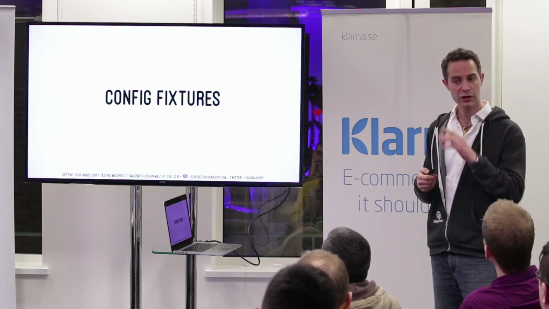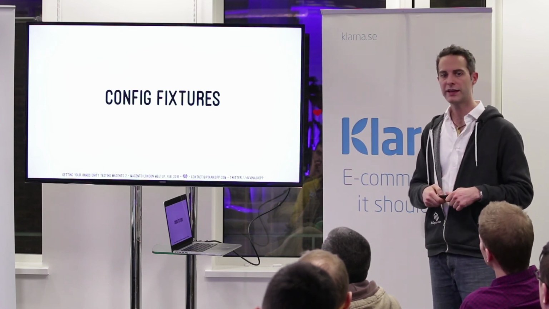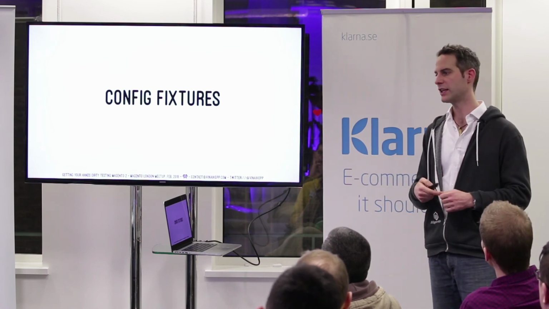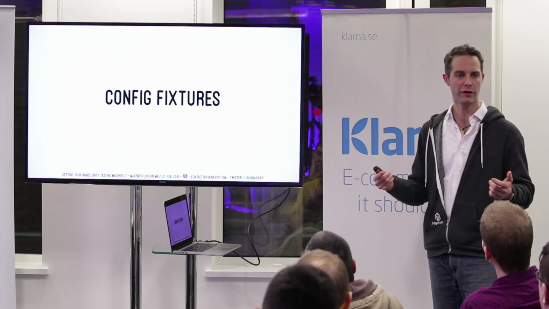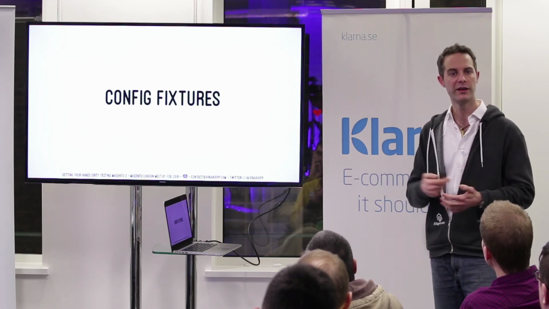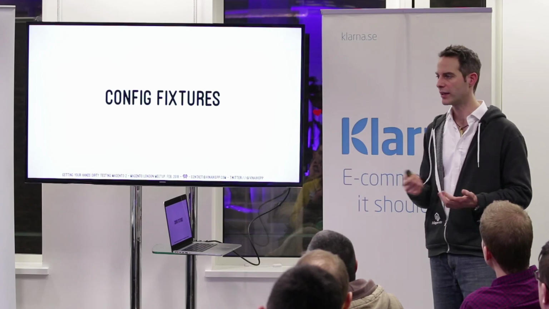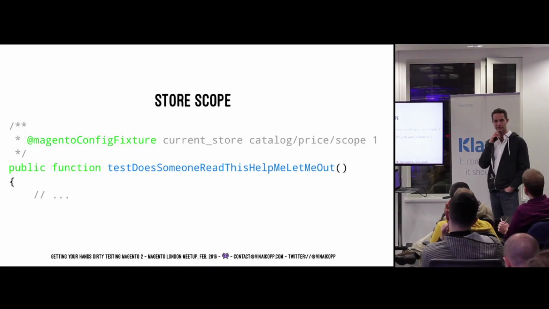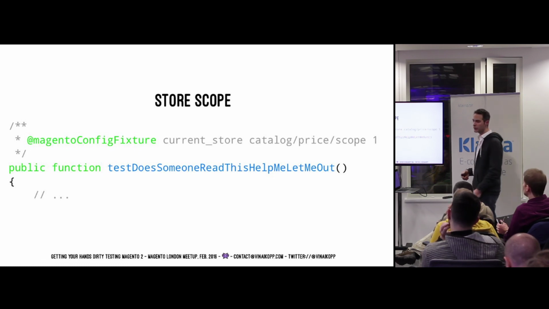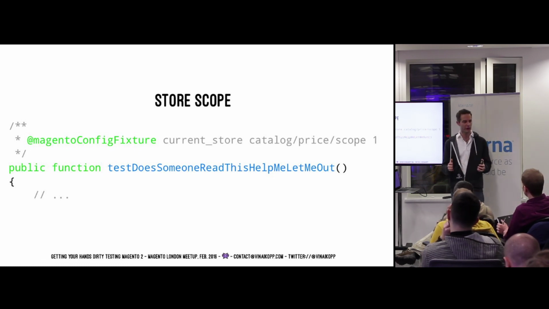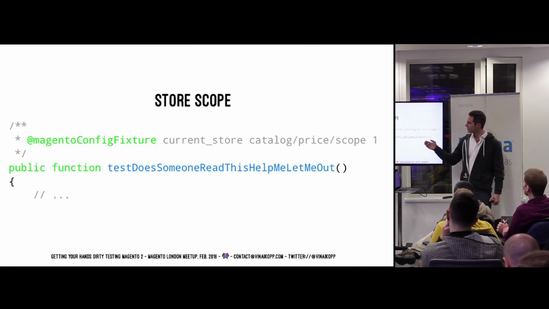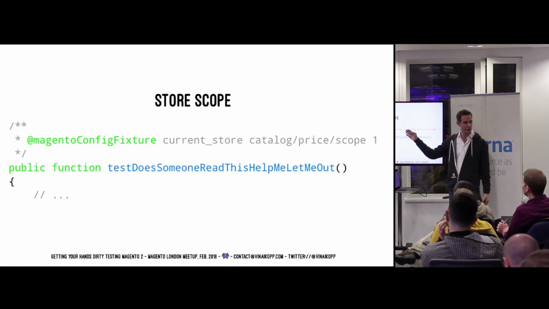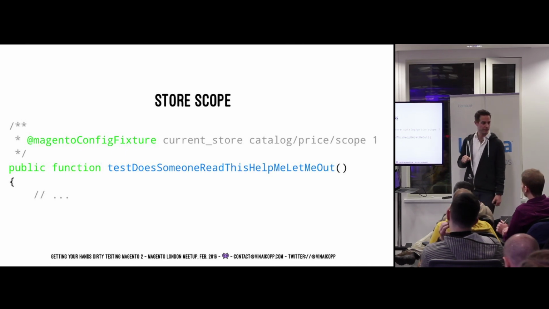Another type of fixture are configuration fixtures. Any Magento developer knows in Magento 1, Mage get store config, right? So that's this kind of fixture, configuration settings. And we can easily provide those using the Magento config fixture annotation. And normally we want to specify those within a certain scope. So the annotation syntax is first we have the store scope, the store to apply it in, and then the path, and then the value.